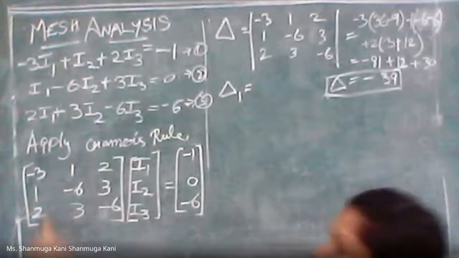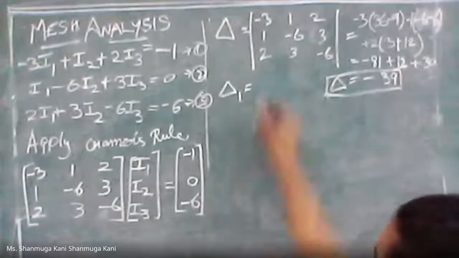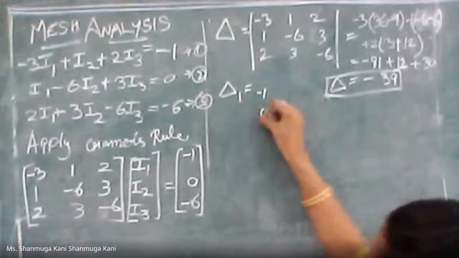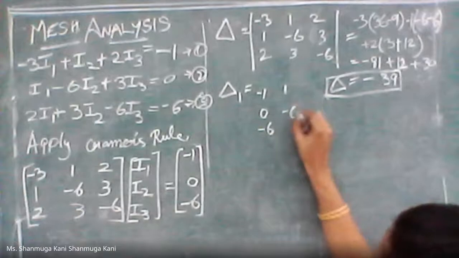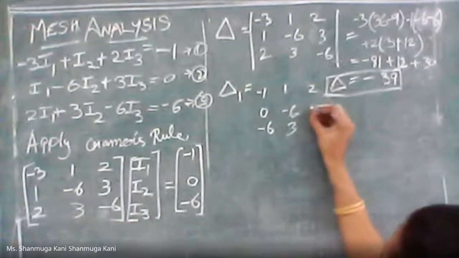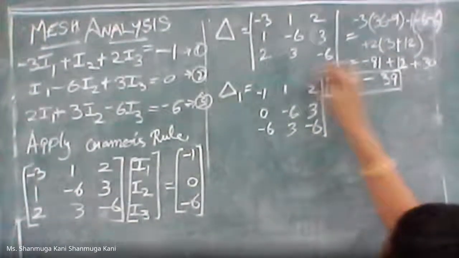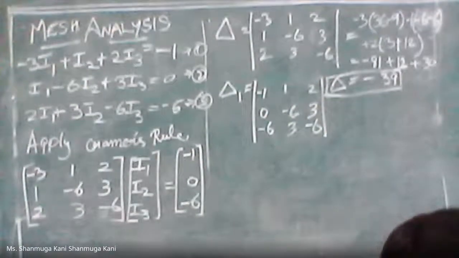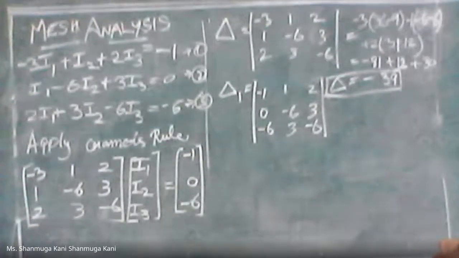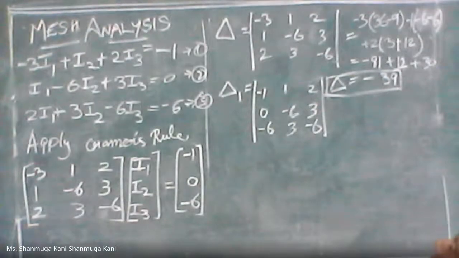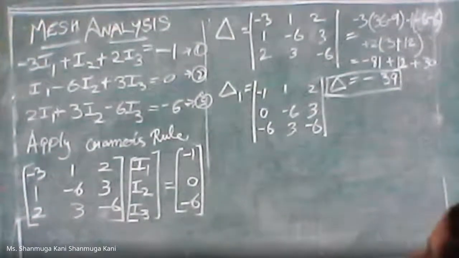Del 1 means you have to replace this first column with this value. You have to replace the first column. So your del 1 will be minus 1, 0, minus 6 and then the remaining values will be the same: 1, minus 6, 3, 2, 3. Find the value for this. Find the value for del 1.